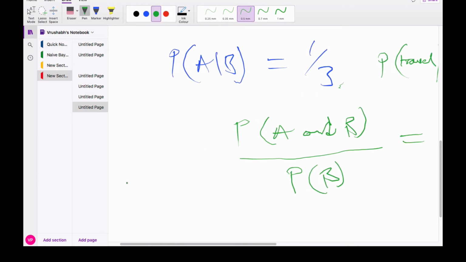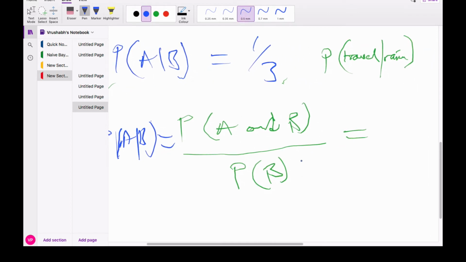So in this case, we're having this probability. I'm going to write it over here, which is the probability of A given B. The probability of A given B will be equal to this one. Okay, so that is the formula that we can get.